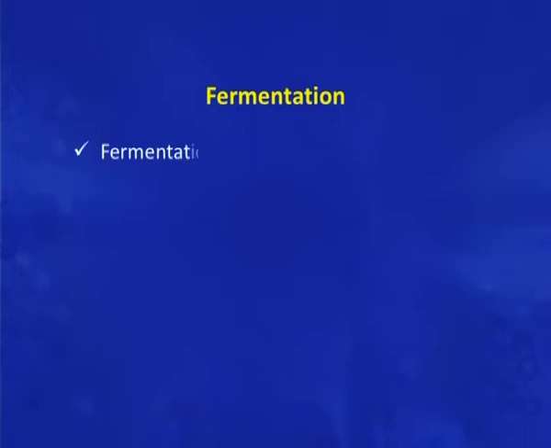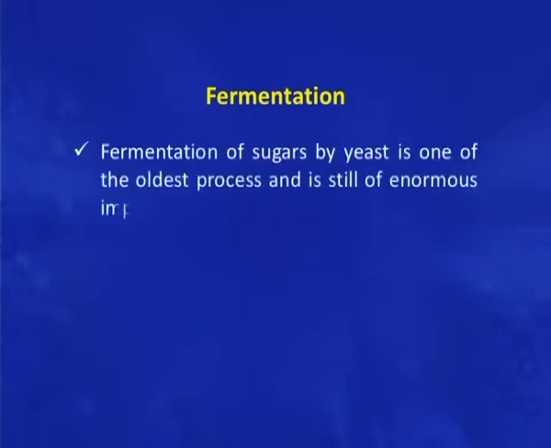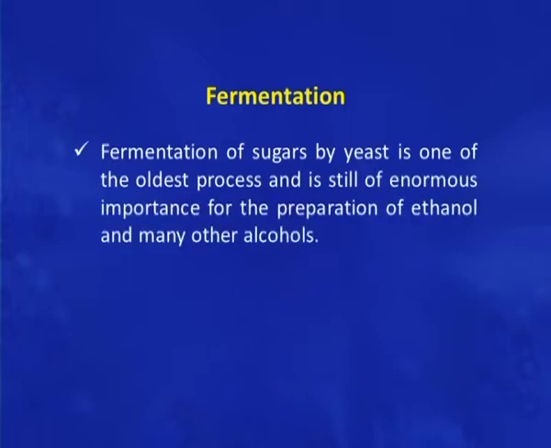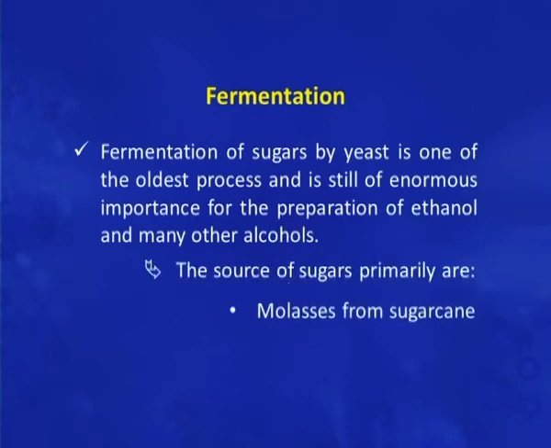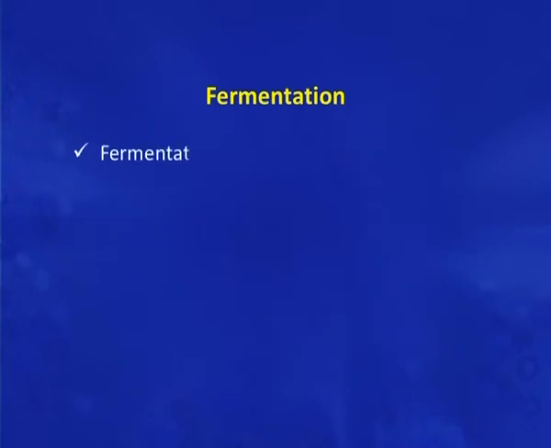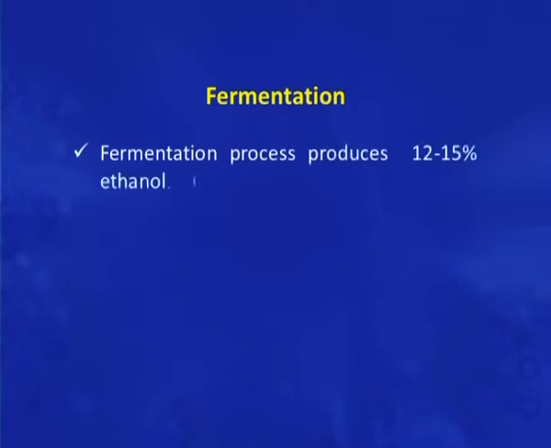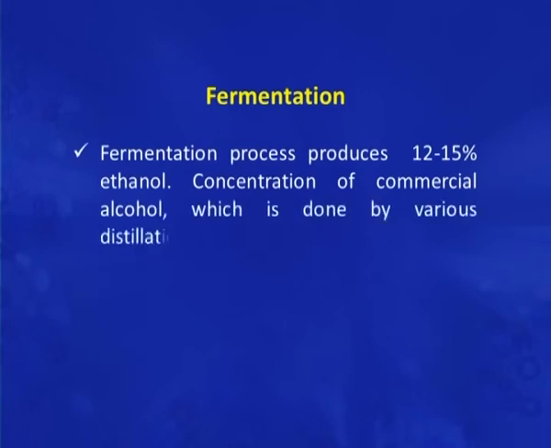The next process for the preparation of alcohols industrially is by fermentation. Fermentation of sugar by yeast is one of the oldest processes and is still of enormous importance for the preparation of ethanol and many other alcohols. The source of sugar primarily are molasses from sugarcane, starch from grains. Fermentation process produces 12 to 15% ethanol, concentration of which is done by various distillation processes.